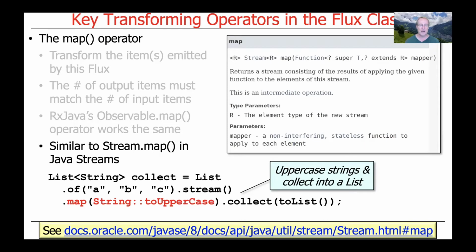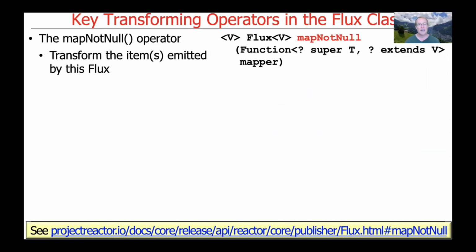As you can see here, we have a little example where we take a list of strings A, B, and C, convert that list into a stream, a Java stream that is, and then we apply the Java map operation to uppercase each of those elements in the stream, and we finally collect that into a list and store it back in a variable. Let's now turn our attention to the mapNotNull operator.